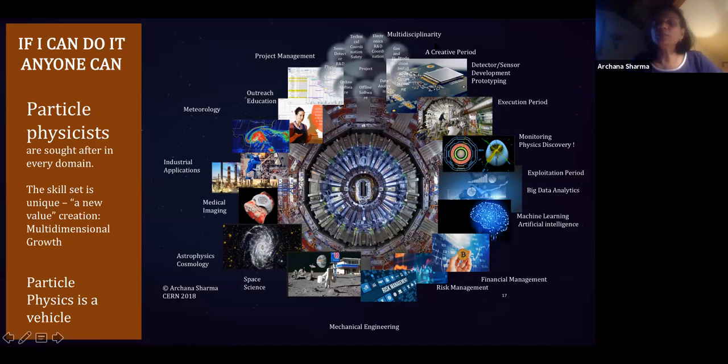So it's the multidisciplinarity, the skill a particle physicist learns in his or her career, where you start with a little sensor, whether you are participating in the hardware, the electronics or the software. You start in that creative period. It lasts nearly a decade, because you have to finalize something that has to operate in a very high radiation environment for 20 years, 30 years, something like that.